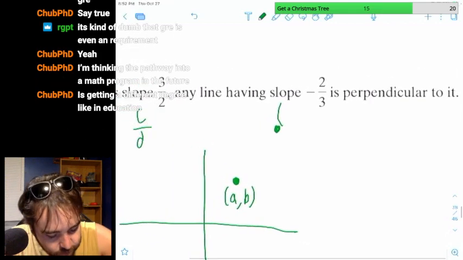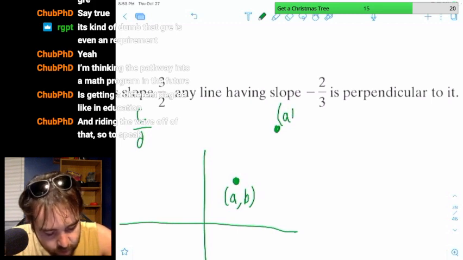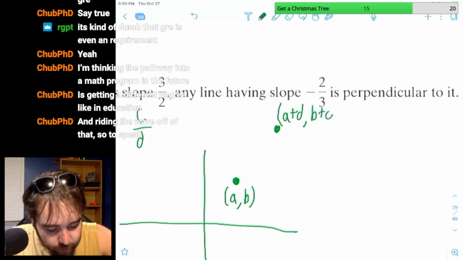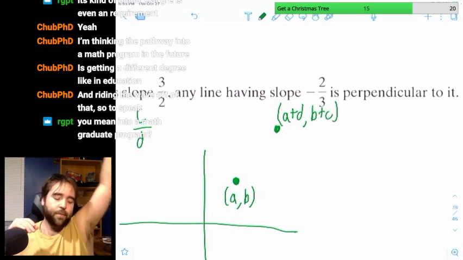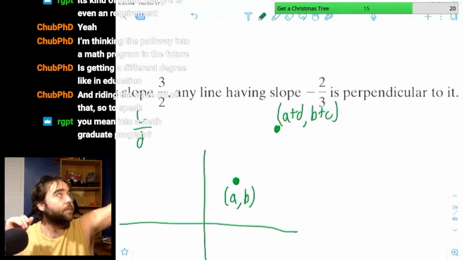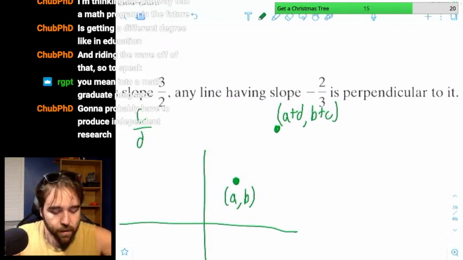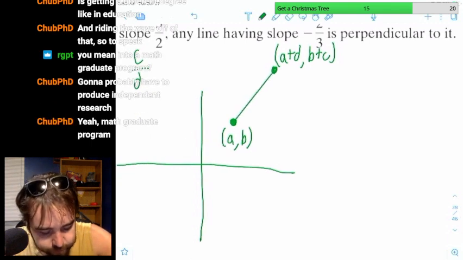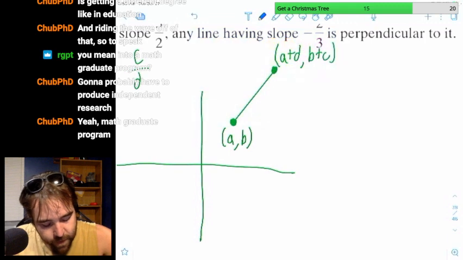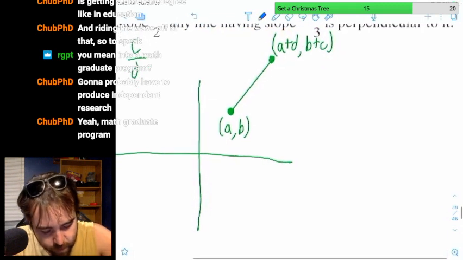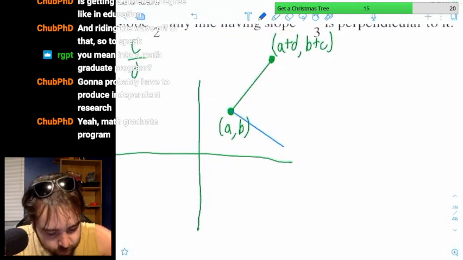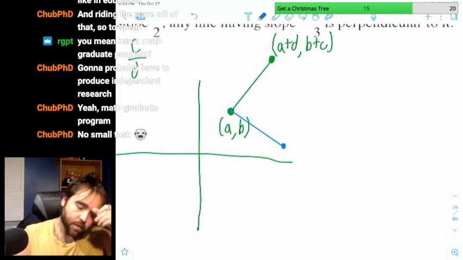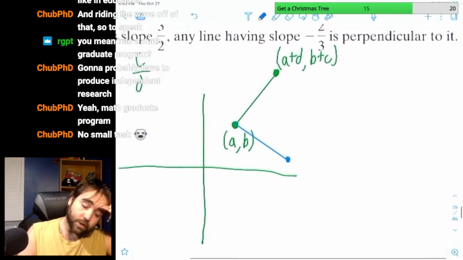So that means that this coordinate here is A plus D, comma B plus C. Because see, it went up by the C amount over by the D amount. So that's legit. And we could draw that line. But then what I wanted to do was to just draw another point.